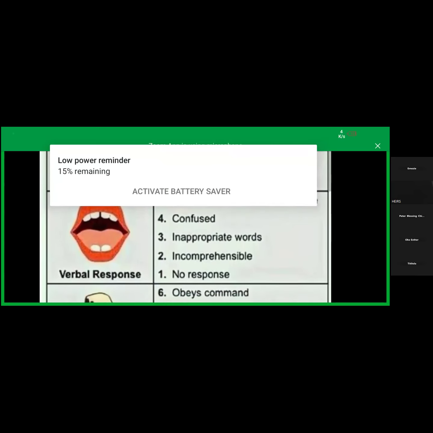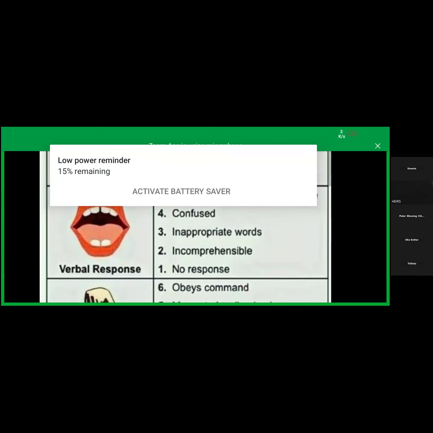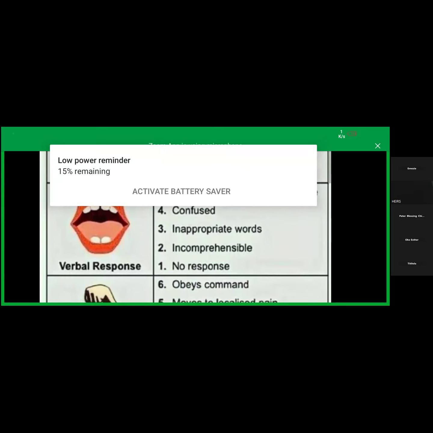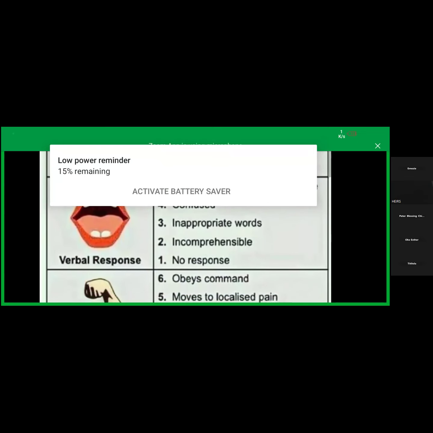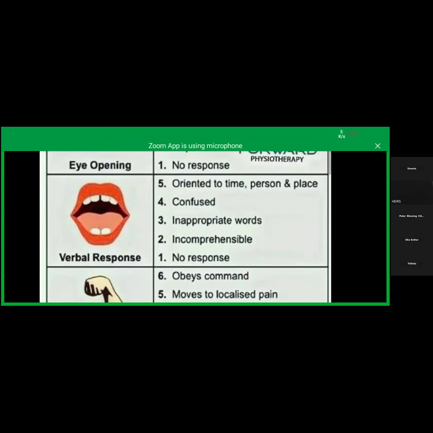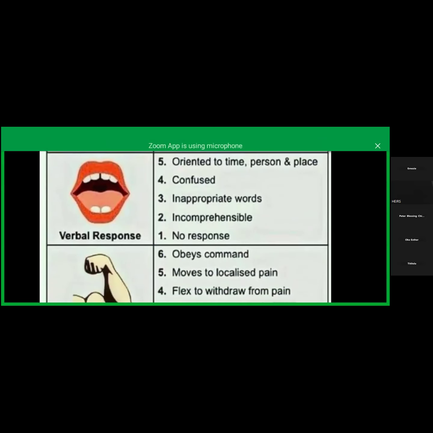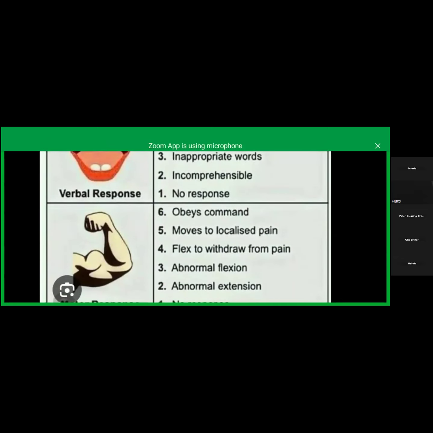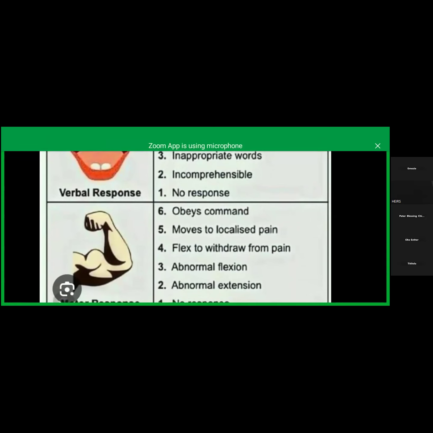In eye opening we have 2. In best verbal response, we also have 2. That is 2 plus 2, 4. And in best motor response now, we have 3. So we now have 2, 2, 3. 2 plus 2, 4. 4 plus 3, 7. So the GCS of that person is 7 over 15.